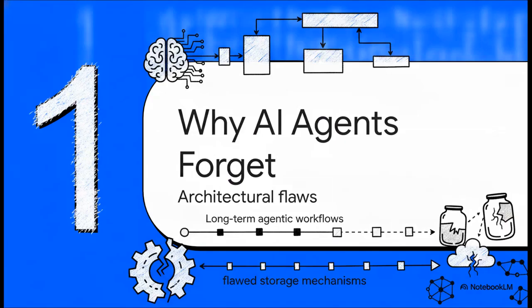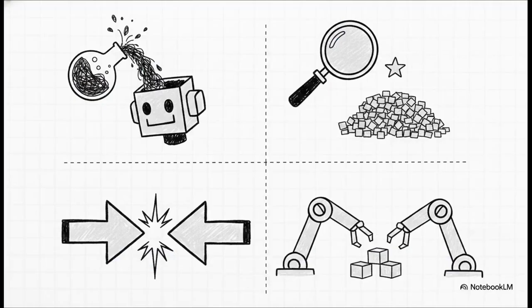All right, section 1. Why AI agents forget. You see, the issue isn't just that the underlying models are somehow broken. It's that our default storage mechanisms are fundamentally flawed for long-term agentic workflows. Think about it. When we just dump everything into a flat vector database, we trigger 4 specific, completely predictable failures. First up is context poisoning. That's where the agent stores and then actually reinforces its own hallucinations.